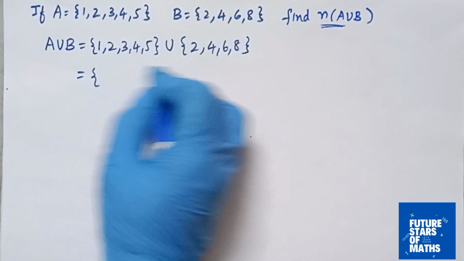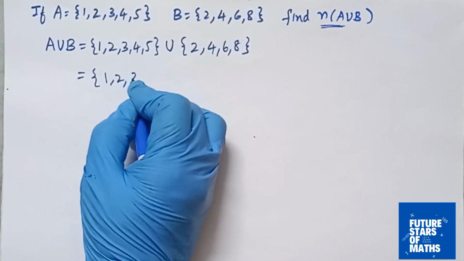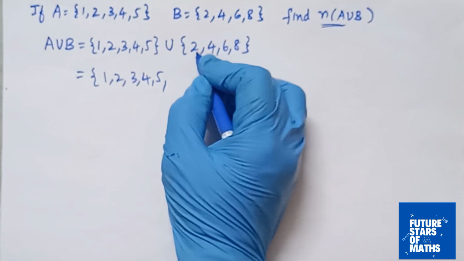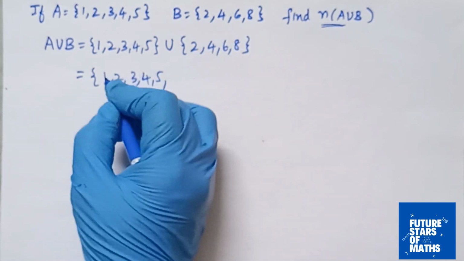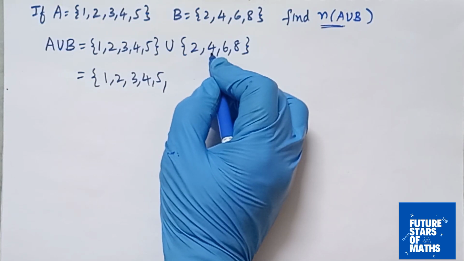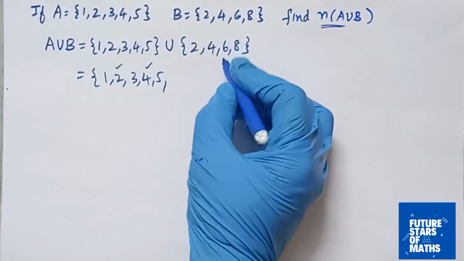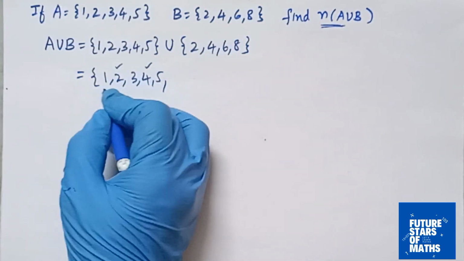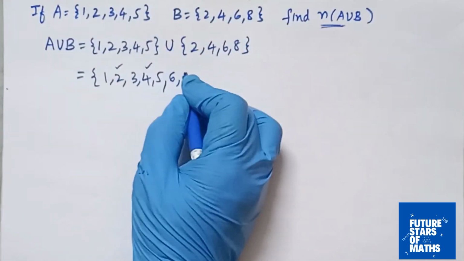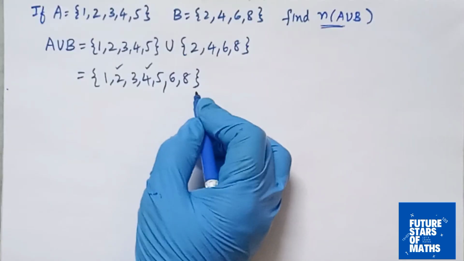Union means what? All the elements together. So first we will copy this set: 1, 2, 3, 4, 5. Now this set. Here the first element is 2, but we already wrote 2, so no need of writing 2. Then next element is 4. We already wrote 4 also. So next element is 6. Is it written here? No. So we will write 6 here. Then 8. Okay, so we got A union B now.